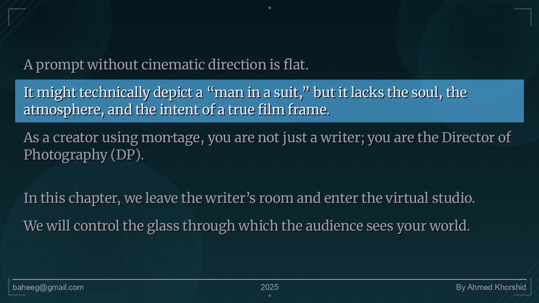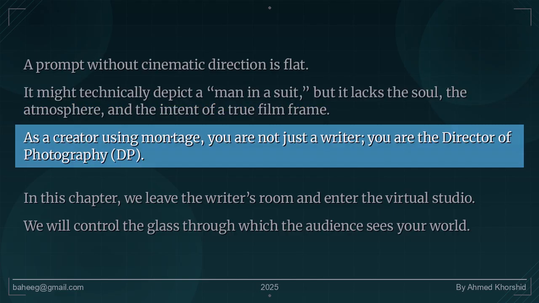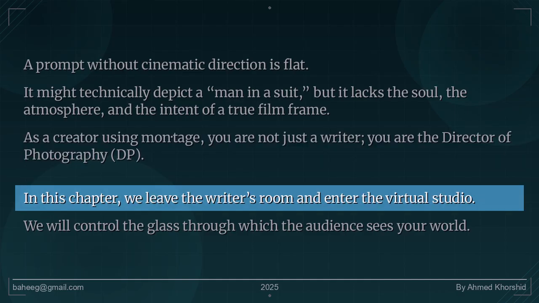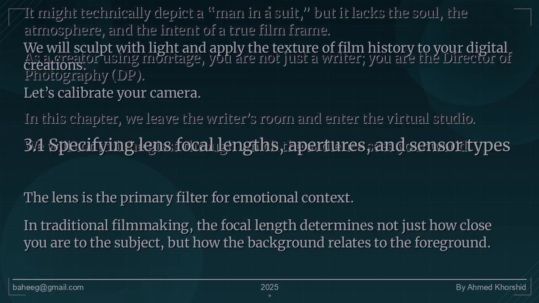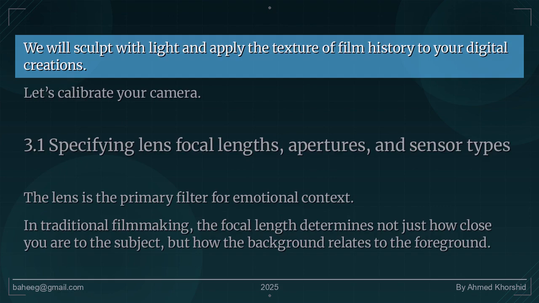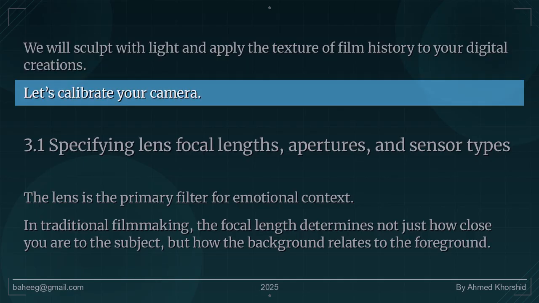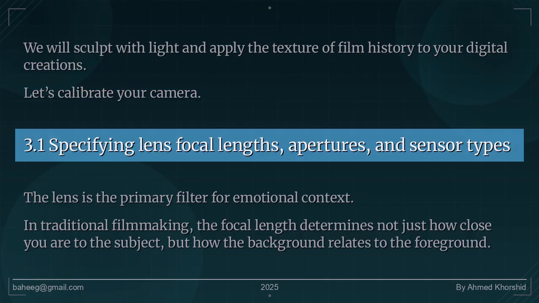a true film frame. As a creator using Montage, you are not just a writer, you are the director of photography, the DP. In this chapter, we leave the writer's room and enter the virtual studio. We will control the glass through which the audience sees your world. We will sculpt with light and apply the texture of film history to your digital creations. Let's calibrate your camera. 3.1 Specifying lens focal lengths, apertures, and sensor types.